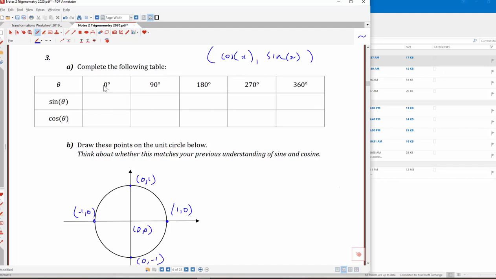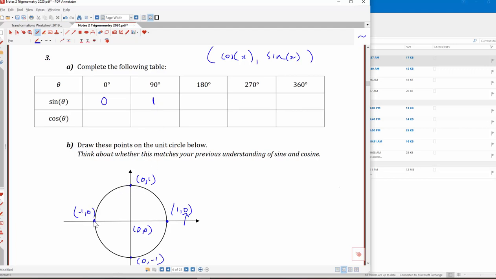Right, so let's have a look at this. First of all, we want to do the sine of 0. So that's the y value at this point. Have a look at the y value. It's 0. So the sine of 0 is 0. What about the sine of 90? So we're up here at 90 degrees now. We've started at 0 and opened up an angle of 90 degrees. So the y value there is this number here, 1. So the sine of 90 is 1.